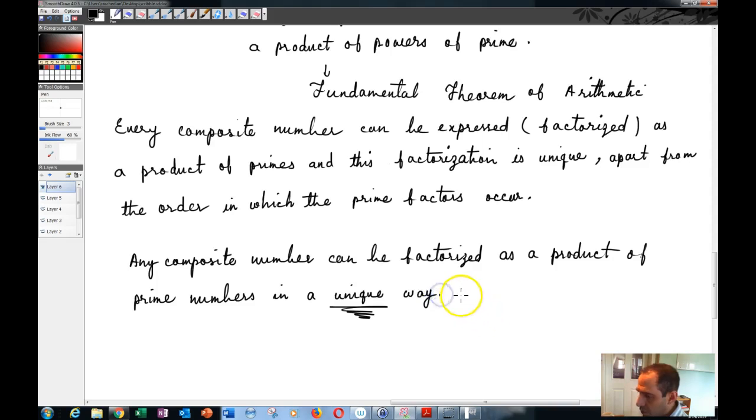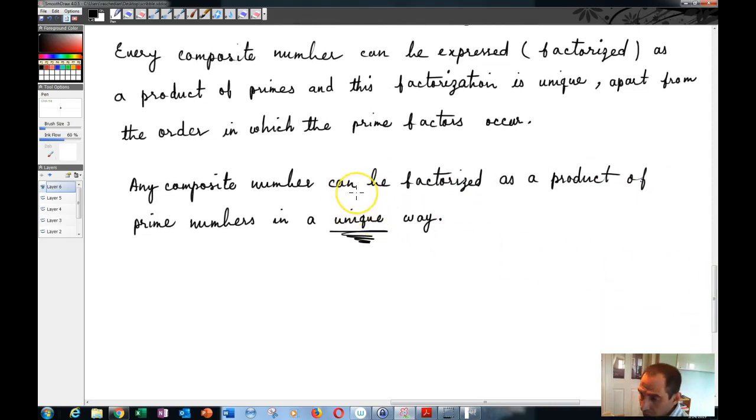So what they seem to mean by the word unique here is that once you list out all the prime factors of a composite number and write it in ascending order, then that representation is going to be unique to that number, meaning that it's not actually possible to find any other natural number that can have that exact representation, and in that way it is unique.